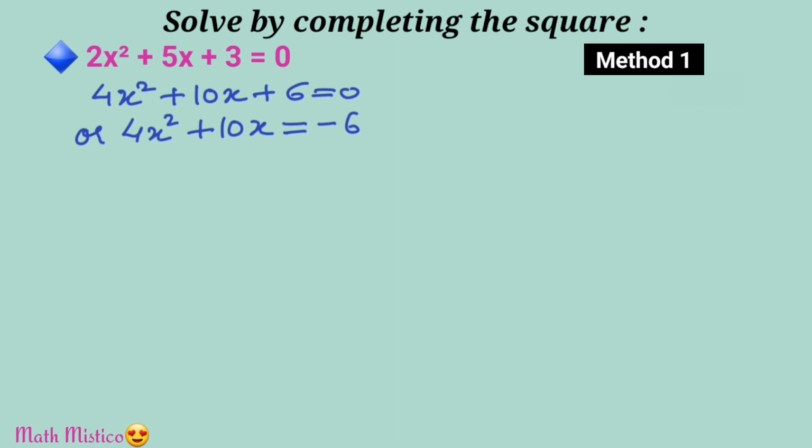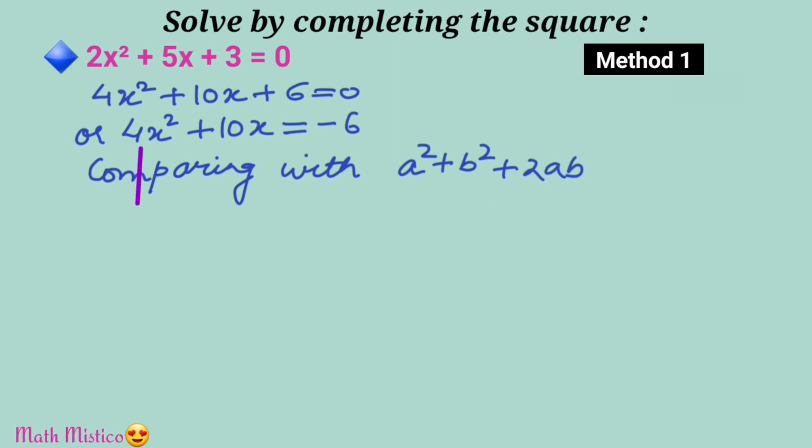Now we have to make the LHS a perfect square by using the formula a plus b whole square or a minus b whole square as per the question. As the x term or the mixed term here is positive, we have to use the formula a plus b whole square is equal to a square plus b square plus 2ab. So we can write this as 2x whole square.